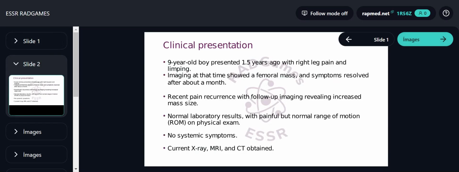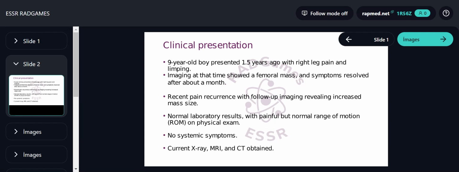This 9-year-old boy initially presented a year and a half ago with right leg pain and limping. Imaging at that time revealed a femoral mass, but symptoms resolved after about a month, so no intervention was done. Recently, his pain recurred. Follow-up imaging now shows that the mass has increased in size.